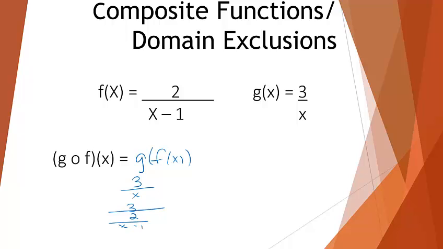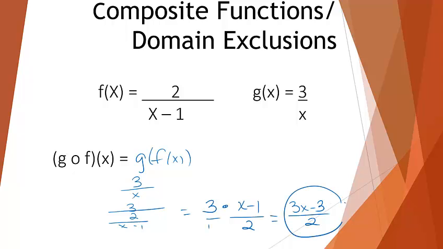Now this looks quite a bit messy here to me because I'm dividing by a fraction. So instead of dividing by this fraction, I'm going to multiply by its reciprocal. So instead of 2 over x minus 1, I'm going to flip that fraction and make it x minus 1 over 2. And now I should be able to multiply. 3 times x minus 1. I'll distribute that 3 and get 3x minus 3. And then I know that there's a 1 down here, so I have 1 times 2, which just gives me 2. So this time function g evaluated at function f gives me 3x minus 3 all over 2.